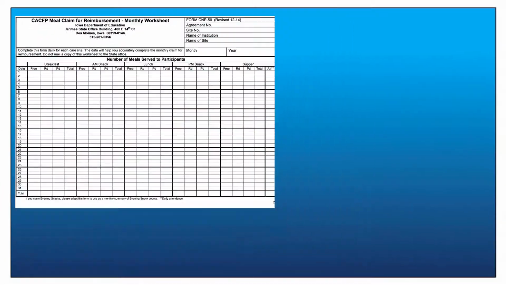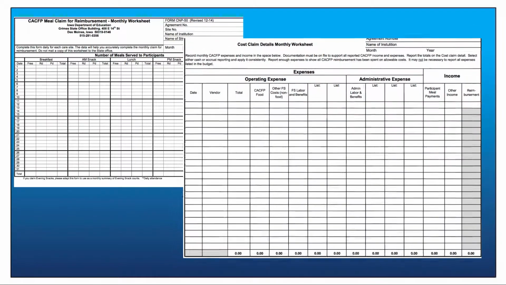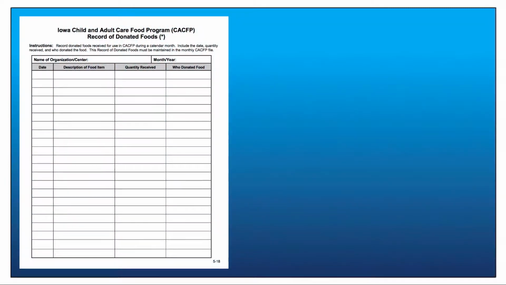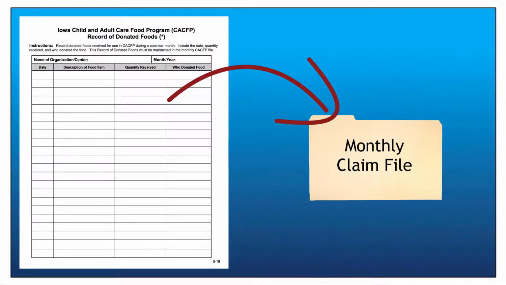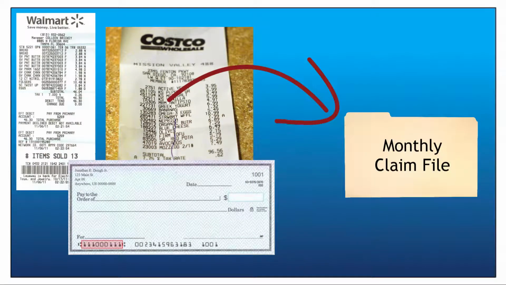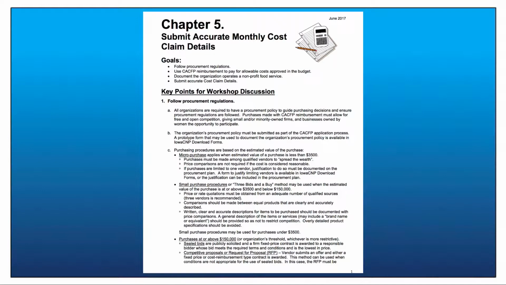The claim for reimbursement and cost claim detail monthly worksheets help you compile the claim. These worksheets or similar forms should be used. The donated food record must be completed if you accept donated food that will be used in meals claimed for reimbursement. This form is in Chapter 5. Documentation of income and expenses must also be kept in each monthly file. Chapter 5 discusses how to report monthly CACFP income and expenses.